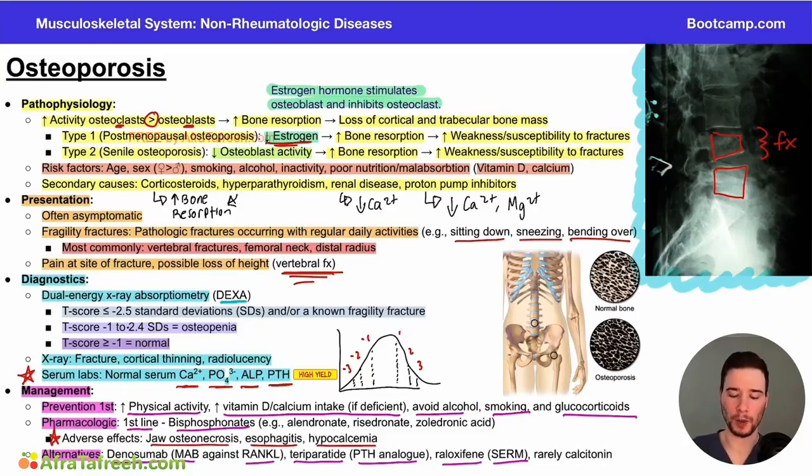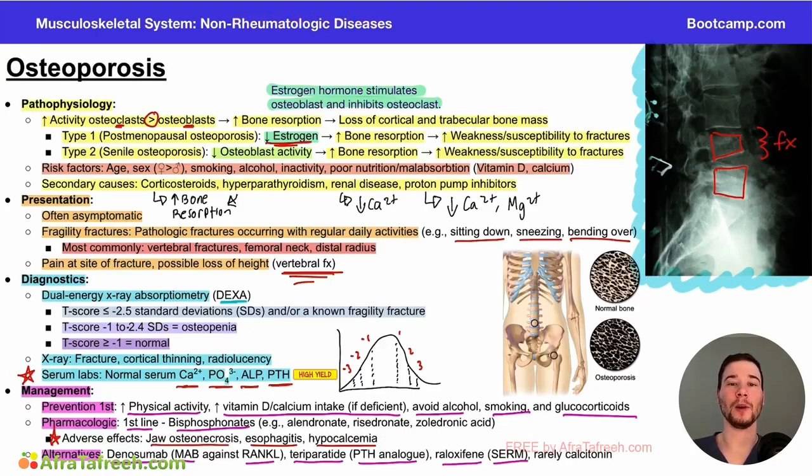Acutely, a fracture is going to need to be worked up with an x-ray finding, and we can also look at serum labs, which we expect to be fairly normal. When we consider our management options here, prevention is going to be first line. We want to increase physical activity, we want to get our diet right, our exercise, increase our vitamin D and calcium intake in a patient who is deficient.